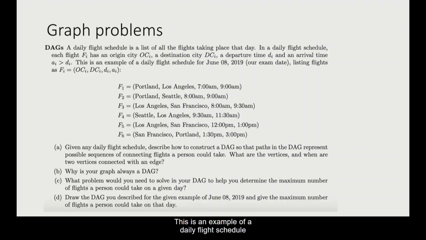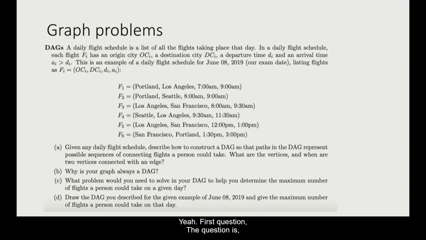This is an example of a daily flight schedule for June 8, 2019, and the format is given like that. If flight 1 departs from Portland and arrives in Los Angeles, it departs at 7 a.m. and lands at 9 a.m. that day. Likewise, there are 6 flights which are scheduled from origin A to destination B.